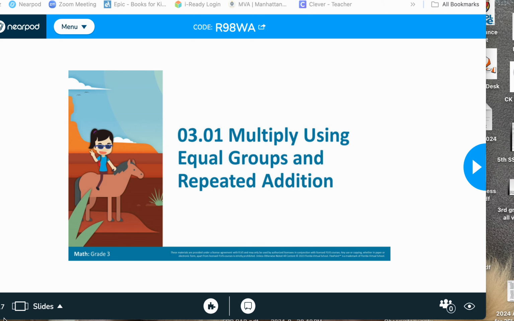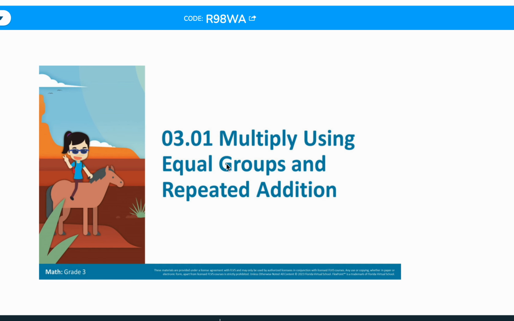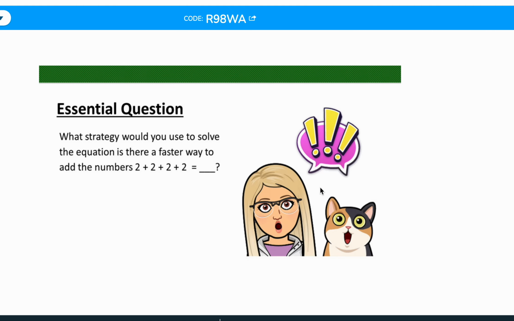Hey, third grade, let's go ahead and talk about your assignment today. You are going to be working on Math 301 using multiplication to show equal groups as well as repeated addition. So let's think about the question, what strategy would you use to solve the equation? And is there a faster way to solve by adding the numbers? So like 2 plus 2 plus 2 plus 2.